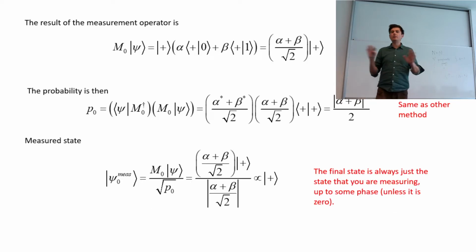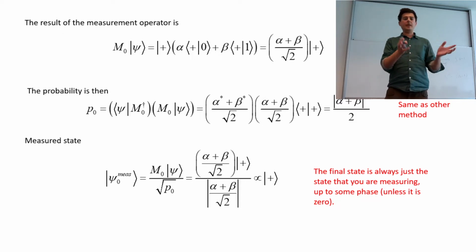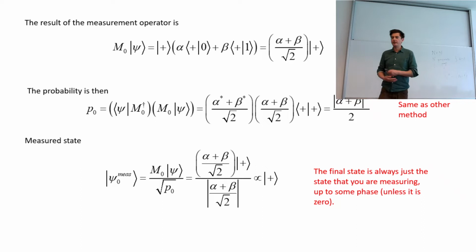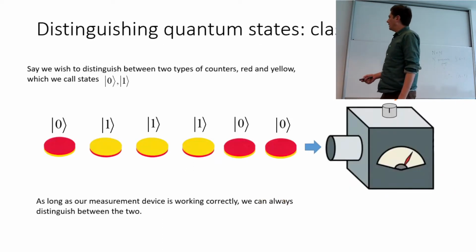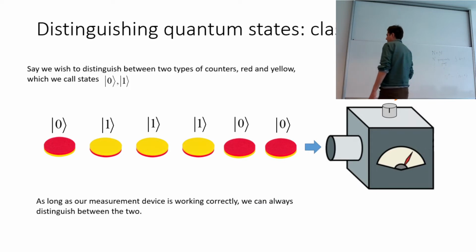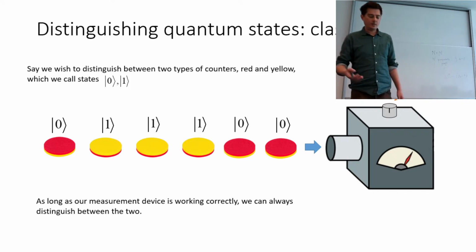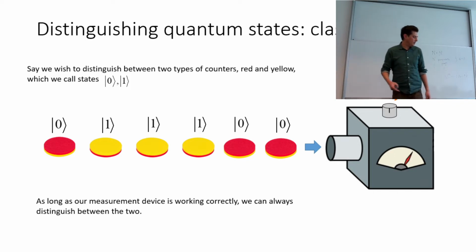So there's basically two ways of doing it. You can change the basis, look at the coefficients, or you can do this measurement operator and get the same answer. And we're looking at the implications of quantum measurements in other bases, what this actually means.